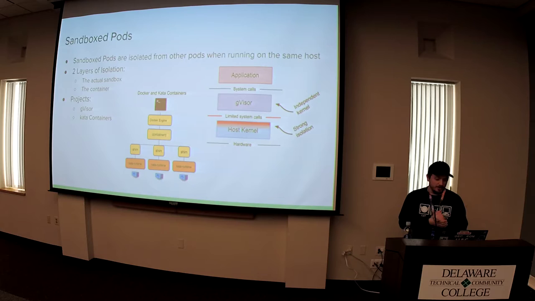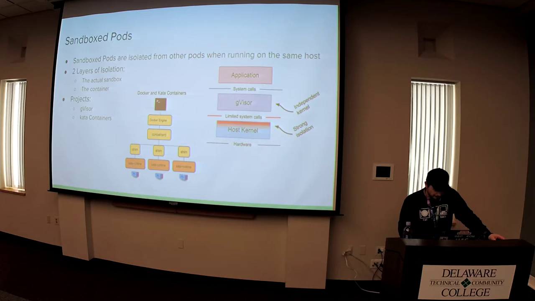I ran gVisor locally for a while. There's really no changes. It's a slimmed down, really small Linux kernel that only has the system calls necessary for containers to run. There's like 340, I believe, system calls in the kernel. The container doesn't need those. The container API does not need all those system calls. It needs like 12. So gVisor is just a slimmed down kernel that only gives you access to those.